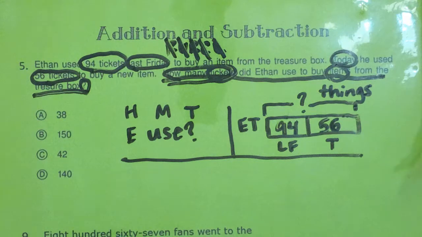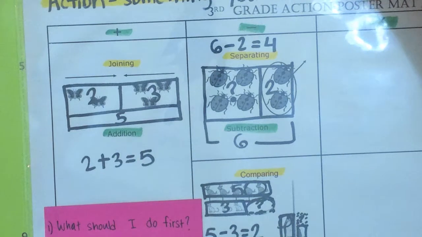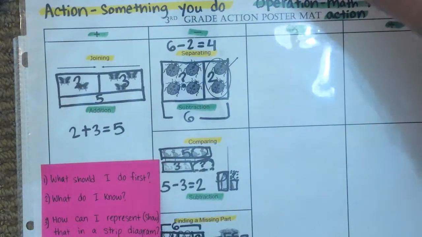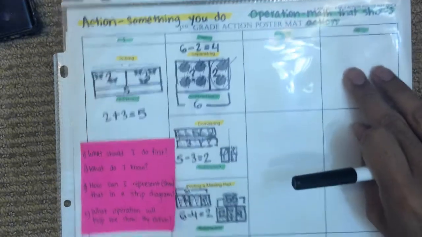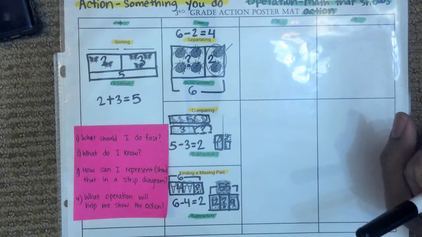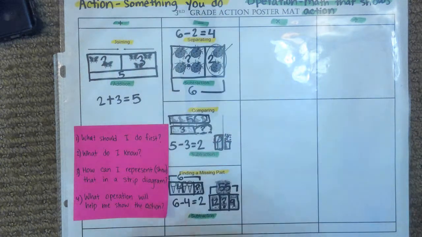So now we have our strip diagram, and I want you to try and match our strip diagram with something on our action poster. So you can take a look at the action poster that's on the video screen, or you can look at the action poster that's in the front of the classroom, or you can look at your own action poster in your small group folder. Which one of these yellow action words, remember that an action is something you do, does that match with?